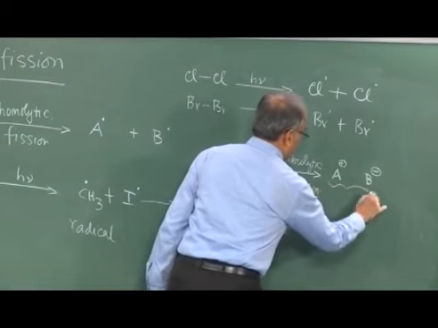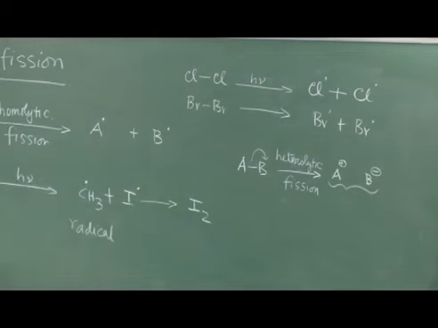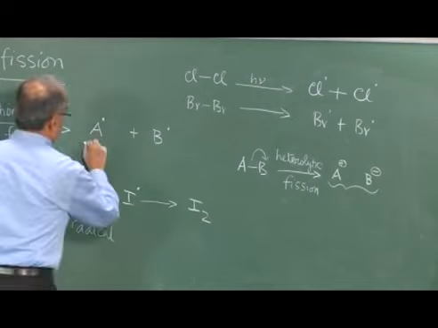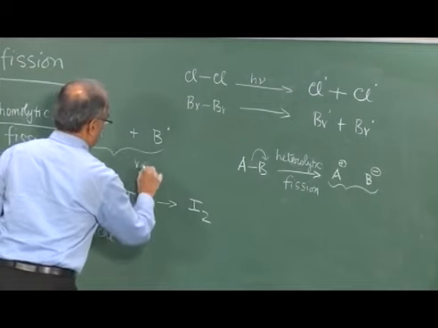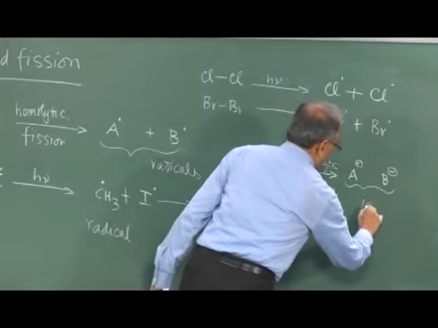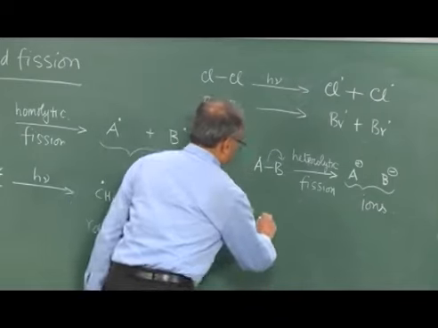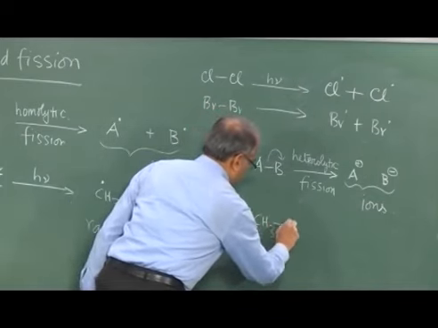Heterolytic fission produces charged species, whereas homolytic fission produces radical species. Here radicals are formed, here ions are formed. Let us take the example of CH3Cl.